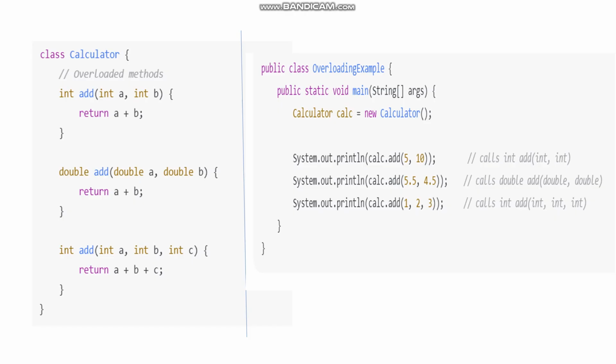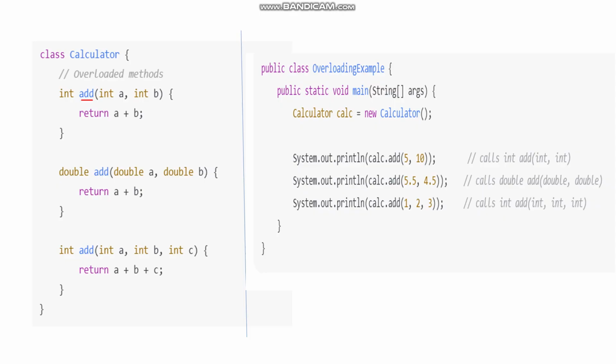Here I give a simple example: class Calculator. I am creating a class, the class name is Calculator. The Calculator contains one method, the method name is add, int a, int b, returns a plus b. Then double add, double a, double b, returns a plus b. Then int add, int a, int b, int c, returns a plus b plus c.